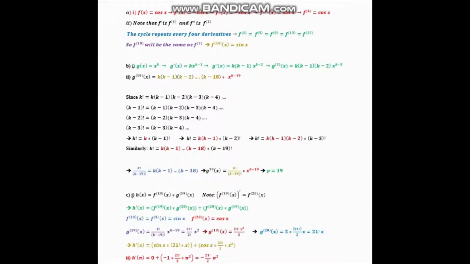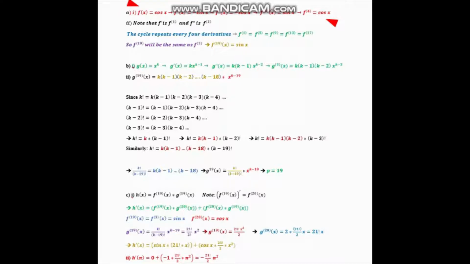So if f of x equals cosine x, then f dash equals negative sine x. We differentiate that to get negative cosine x. We differentiate again to get sine x. And finally, we differentiate a fourth time to get cosine x. You will notice that f4, the fourth derivative, is the same as the original function.